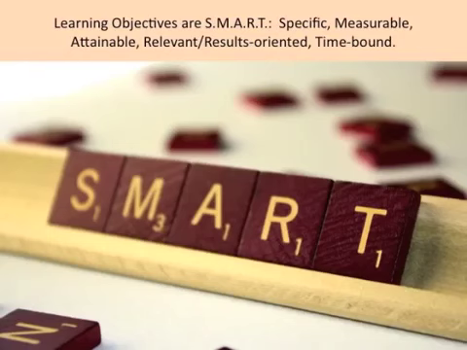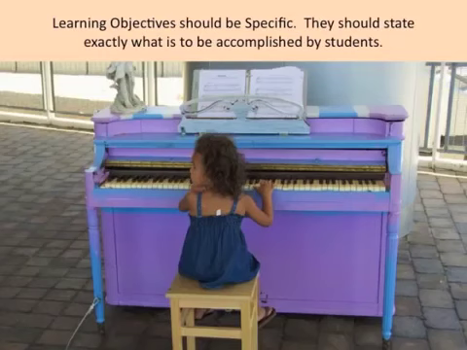As with SMART goals, learning objectives need to be specific, measurable, attainable, relevant and results-oriented, and time-bound. Learning objectives should be specific. To be specific, a learning objective must provide a concise description of what is to be learned. It should be stated in student-centered terms, describing what students will know, be able to do, and understand at the end of the lesson.